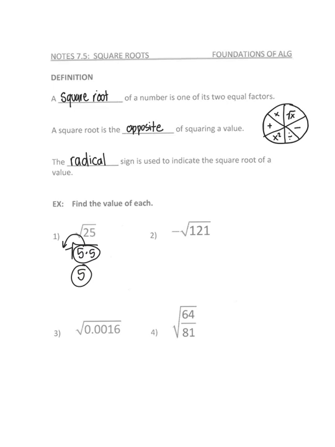Now if I have the negative square root of 121, I'm going to have that negative 1 out front, and I know that 121 is 11 times 11. So now I can take one of those 11's outside, so I get negative 1 times 11, which gives me negative 11 as my answer.